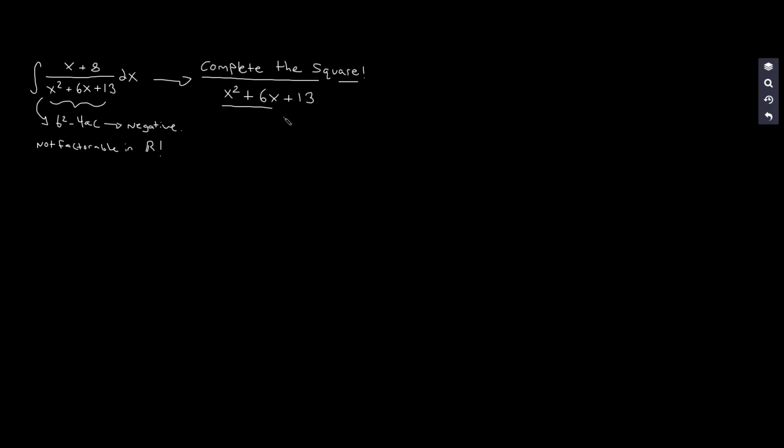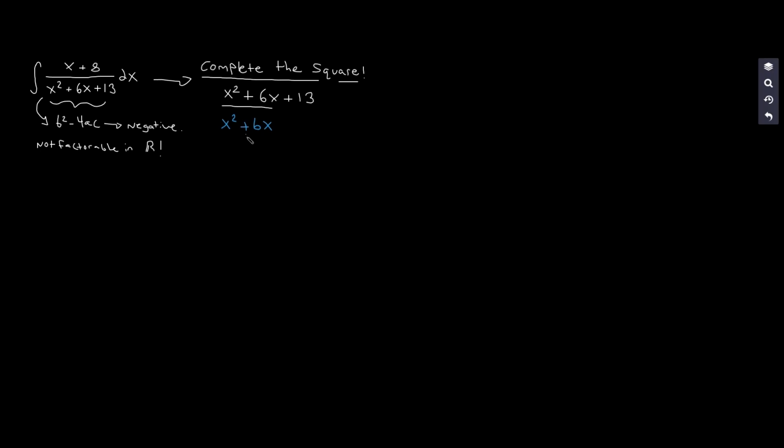For this portion here, we could write a formula. If it is of the form x squared plus bx, and here 6x represents bx, so 6 is b, then to complete the square, we take the coefficient of x, which is b, we half it, we square it, and then we subtract and add that number.